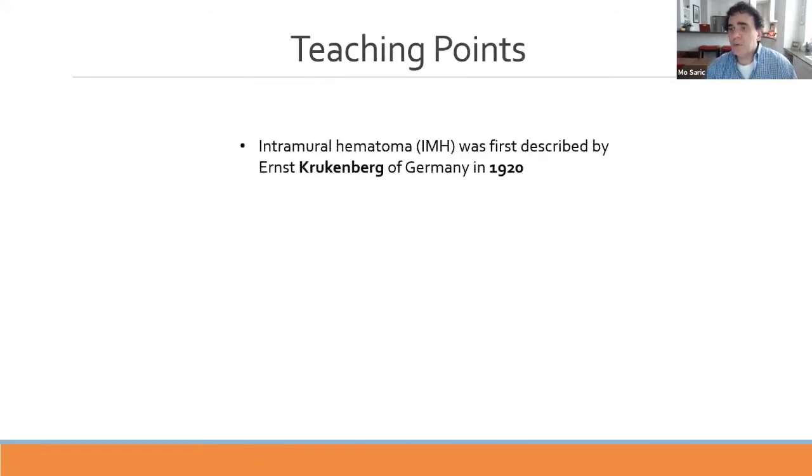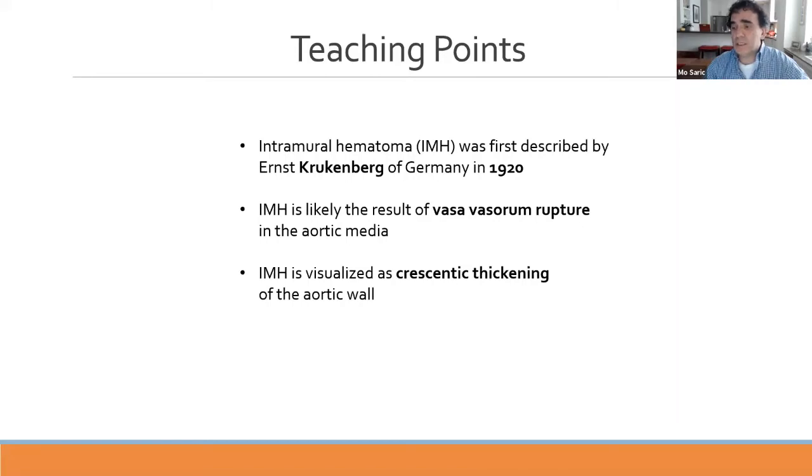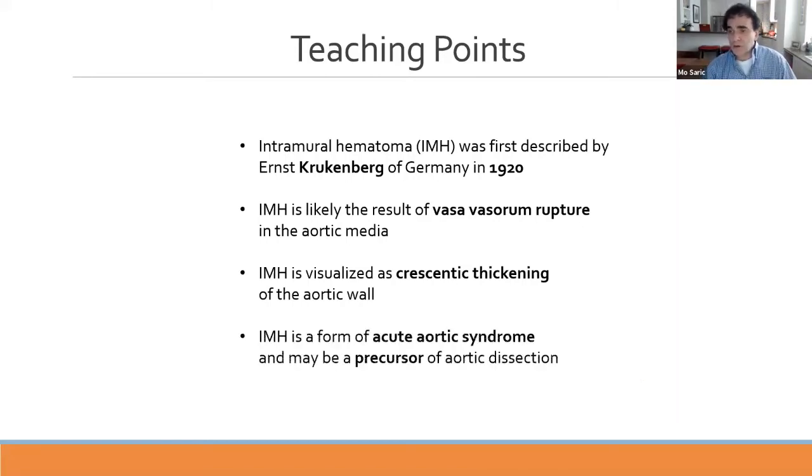So what are the teaching points of this case? Intramural hematoma was first described by Krukenberg of Germany in the 1920s, and likely results from vasa vasorum rupture in the aortic media. It is best visualized by crescentic thickening of the aortic wall on CT or on transthoracic or transesophageal echocardiography. And intramural hematoma is a form of acute aortic syndrome and may be a precursor of classic aortic dissection.